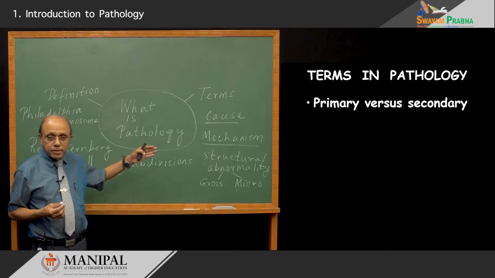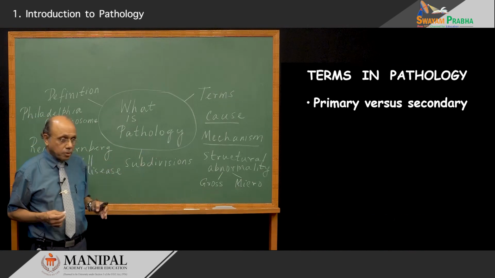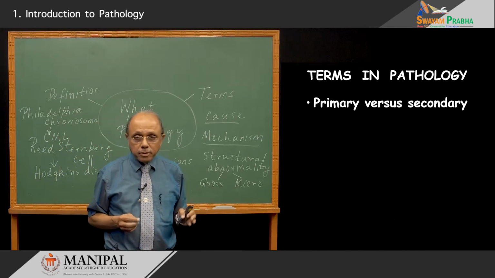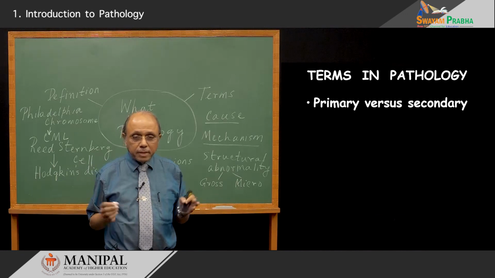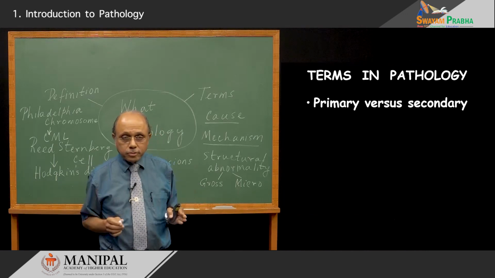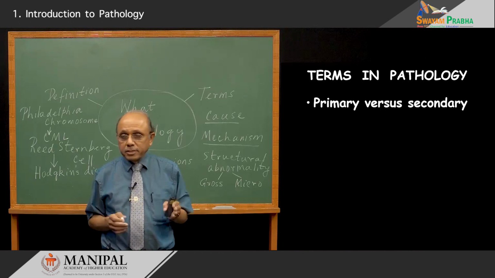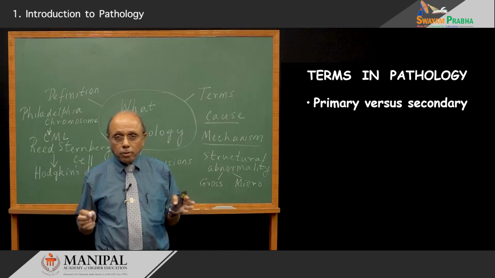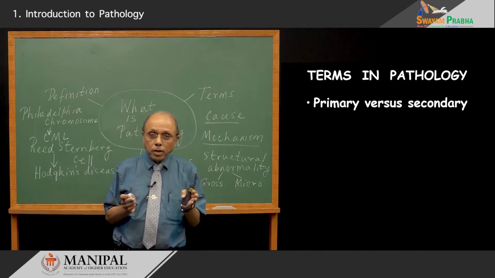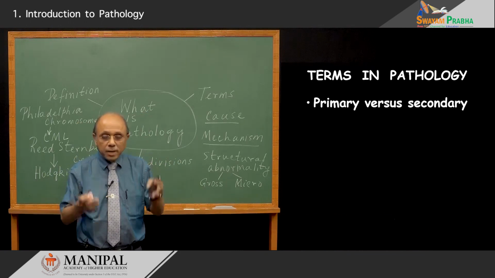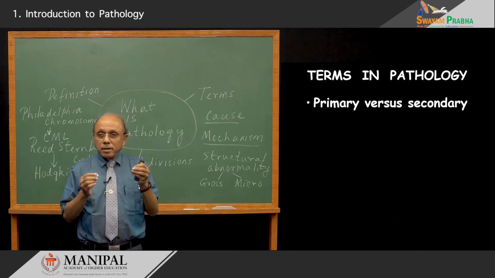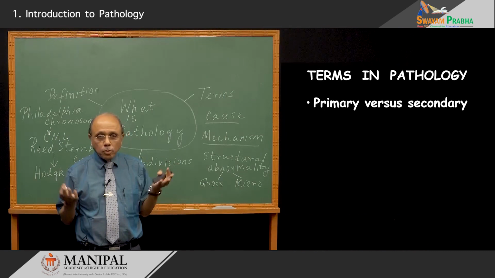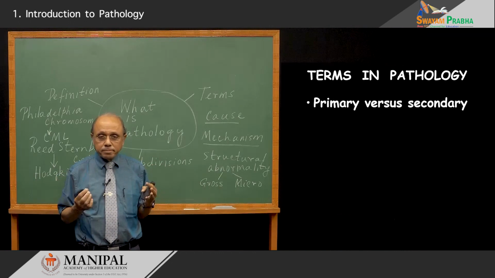You should also be aware of certain other terms in pathology. The words primary and secondary are to be understood in the right context. Primary means we do not know the cause. Primary hypertension means the cause of the increased blood pressure is unknown, that is primary. It is sometimes called idiopathic, essential, that means it is a cause unknown to us. There might be a cause, but we do not know. So, when we do not know the cause, we say it is primary.